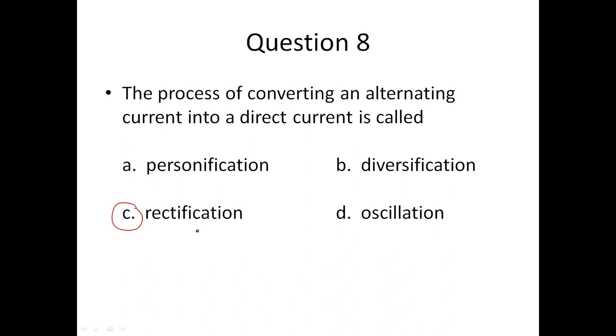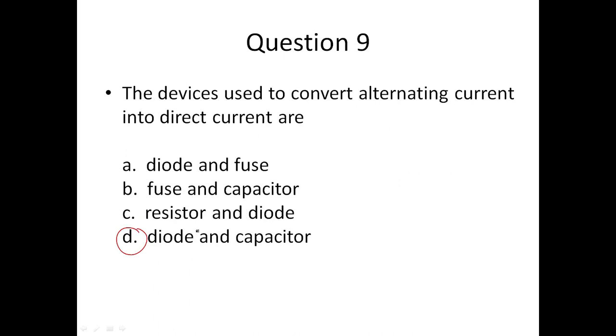Now, the process of converting an alternating current into a direct current is called rectification. The devices used to convert alternating current into direct current are the diode and the capacitor.